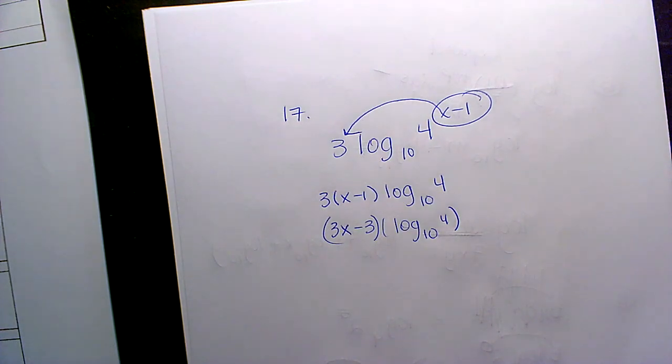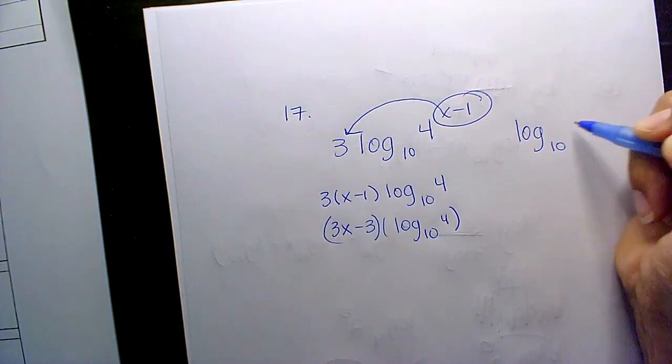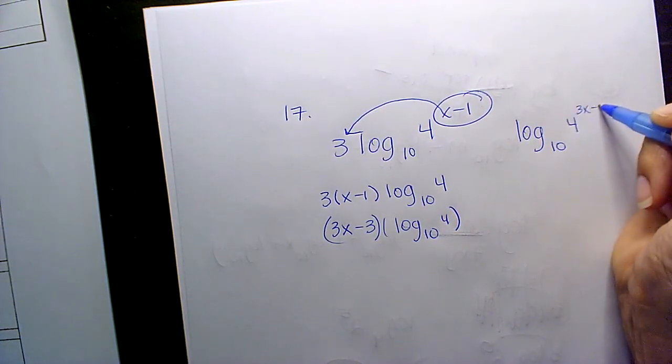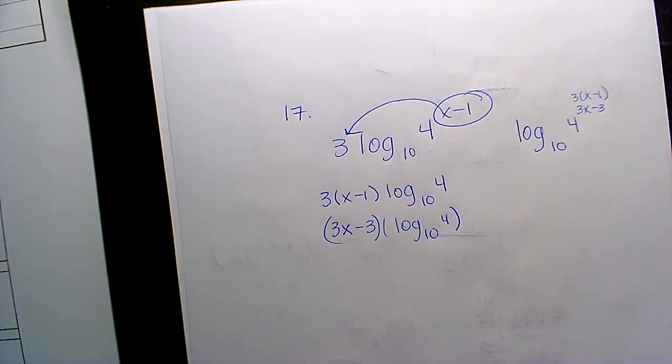They're joined. Because like if you wanted to bring the 3 up, it would be log base 10 of 4 and 3x minus 3, or 3x minus 1, right? It'd be one of those. They're not separate terms.